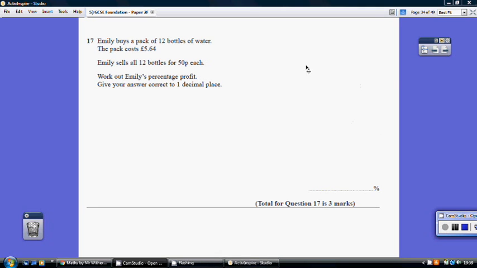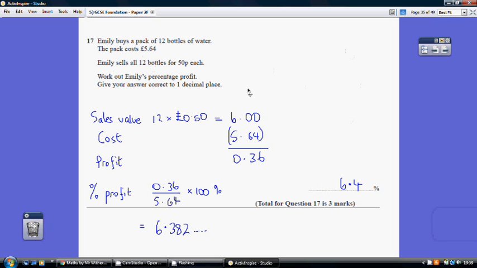So question 17. Emily buys a pack of 12 bottles costing £5.64. She sells all of the bottles at 50p each. So let's go and see how much money she made. What money did she have coming in? Well, she sold all 12 bottles at 50p each, so that brings in £6. Now the bottles cost her £5.64, so her actual profit is £6, take away the £5.64, which is 36p, or £0.36.